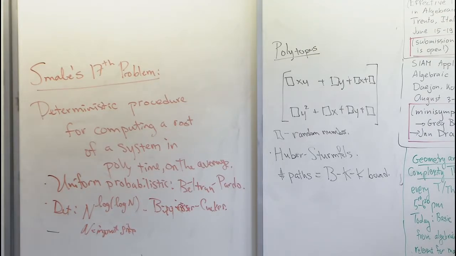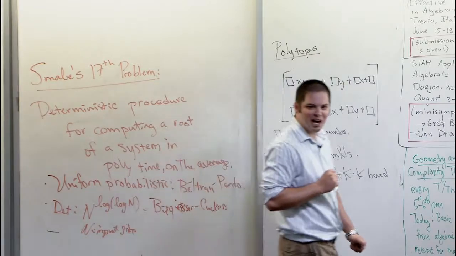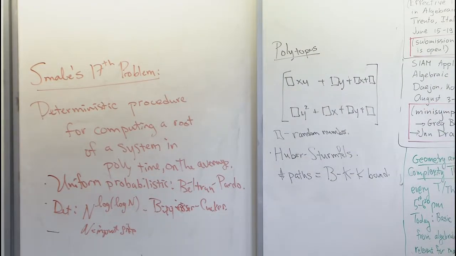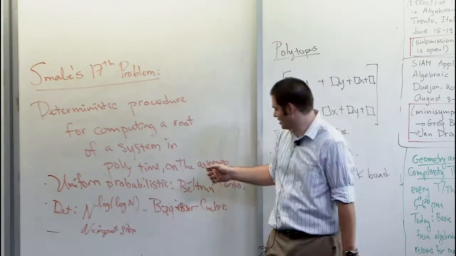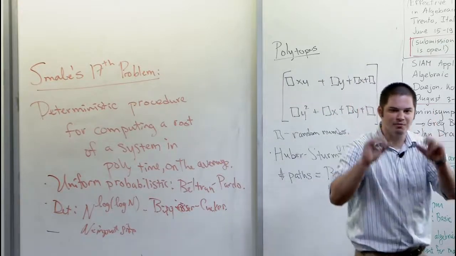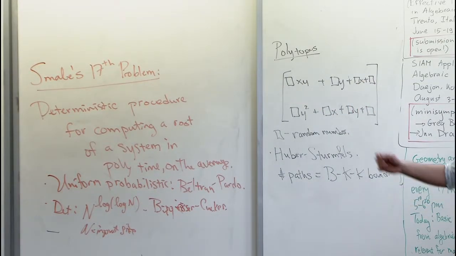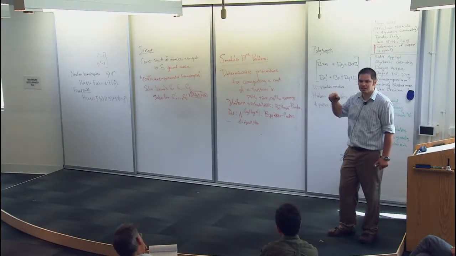Okay, but the original statement of the problem did not say use this probability space. But pick your favorite, or Smale's favorite probability space on the polynomial system. And then on the average, you can track this path in polynomial time.